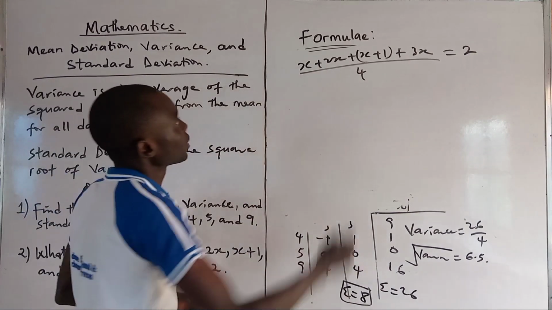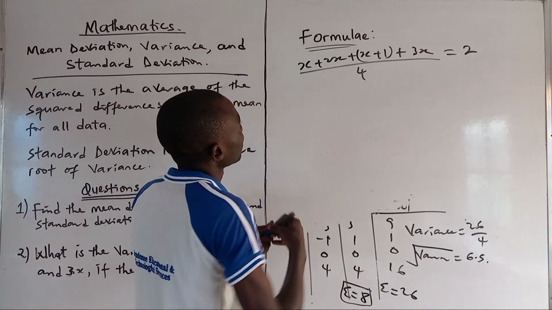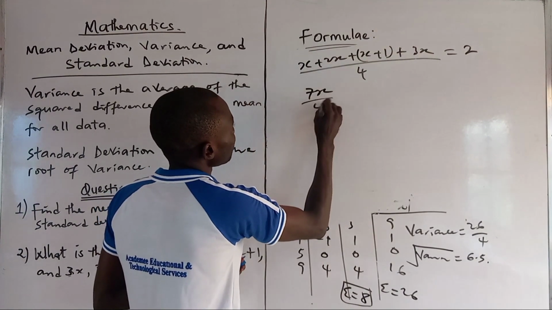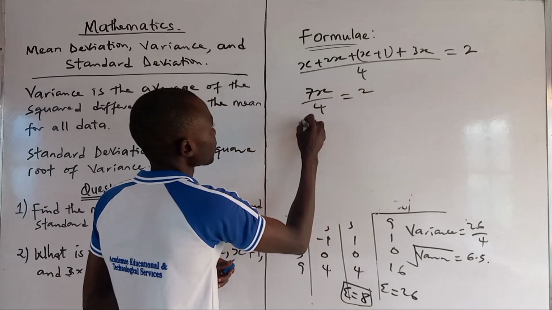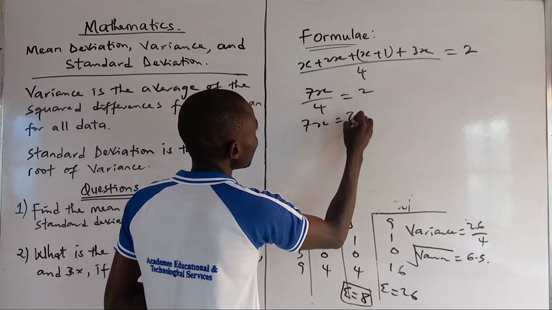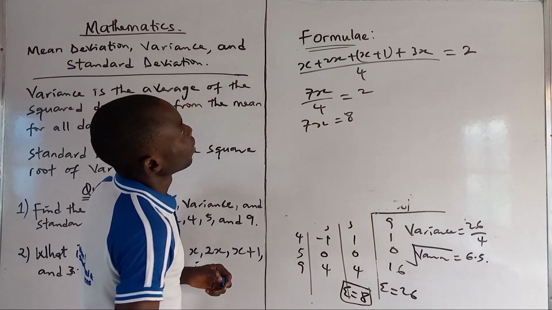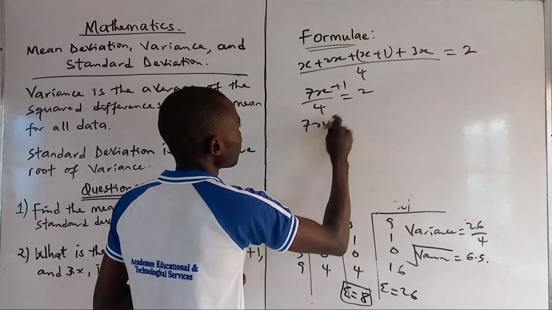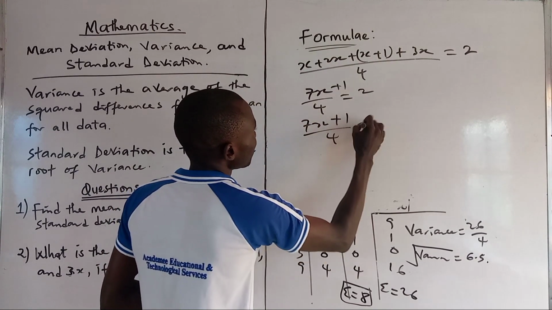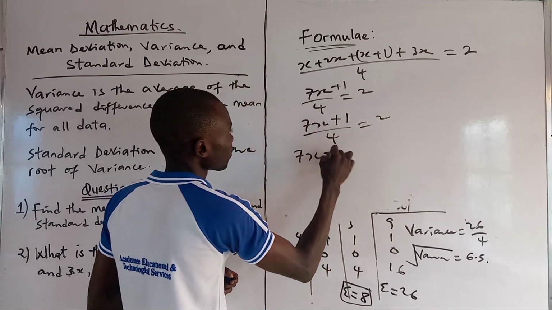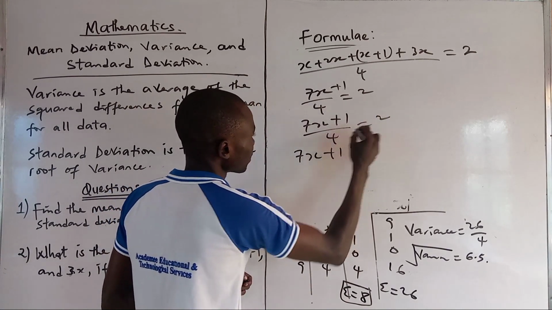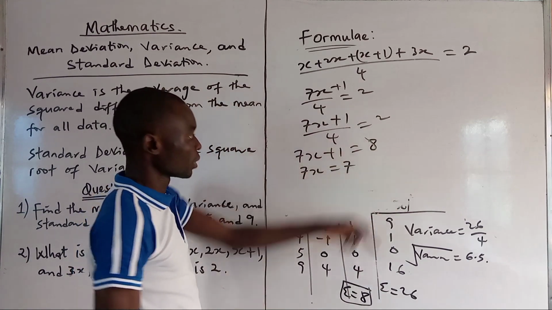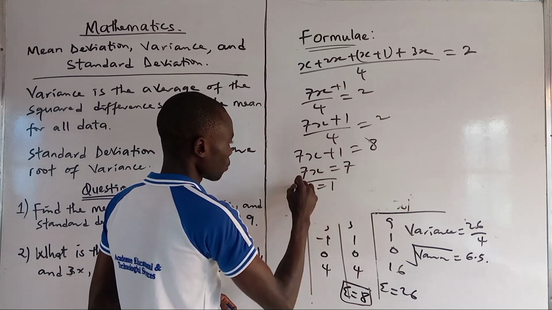So this is how to find the mean. Here we have 3x, 4x, 5x, 6x, 7x, and 1 left. So 7x plus 1 over 4 equals 2. You cross multiply: 7x plus 1 equals 4 times 2, which is 8. So 7x is going to be equal to 7, because the 1 will go across. So the x value is equal to 1.